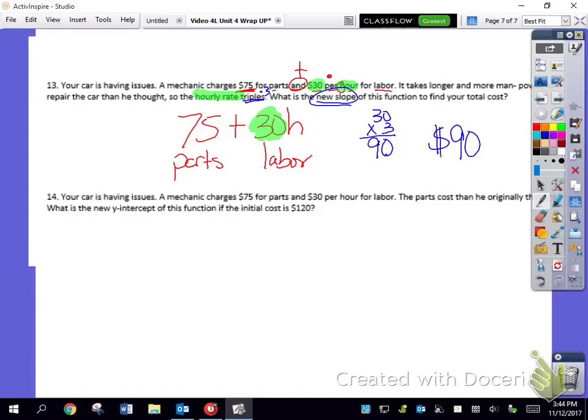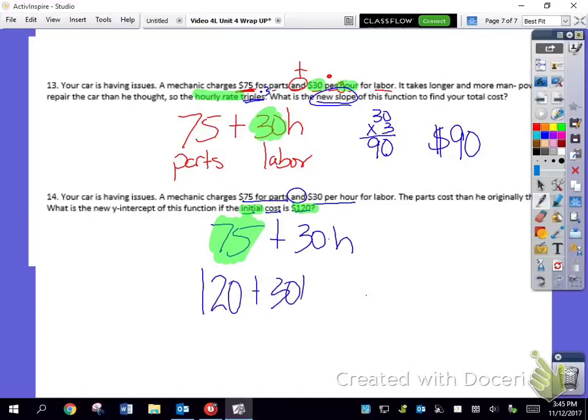All right, number 14, last one. Your car's having issues. A mechanic charges $75 for parts, again 75, plus 30 per hour, so 30 times H for labor. The parts cost more than originally thought. What is the new y-intercept of this function if the initial cost is 120? Now, when it says initial, that's referring to the one that does not have a variable. So that's going to change to 120 plus 30h. So the question says, what's the new y-intercept? It's 120. And 120 is your answer.